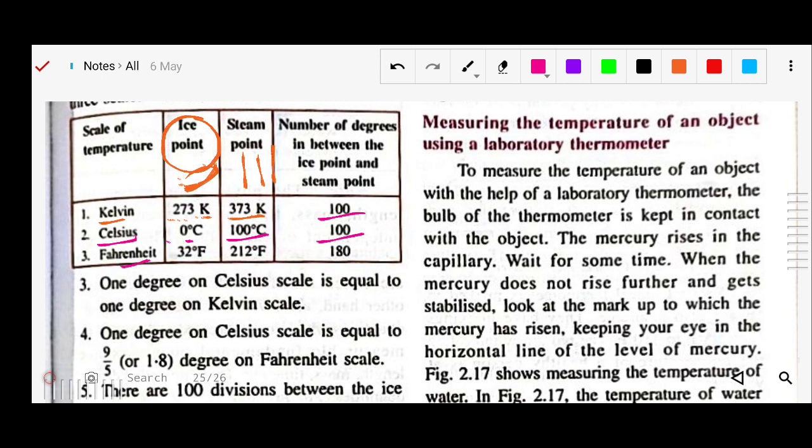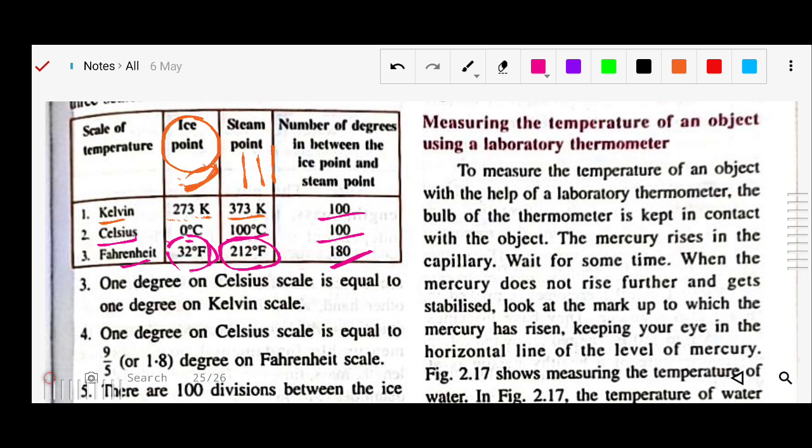But in the case of Fahrenheit, the ice point is 32 degrees, when water becomes solid ice completely. And the boiling point, when water turns into the vapor state, is 212. And what is the gap? 180.